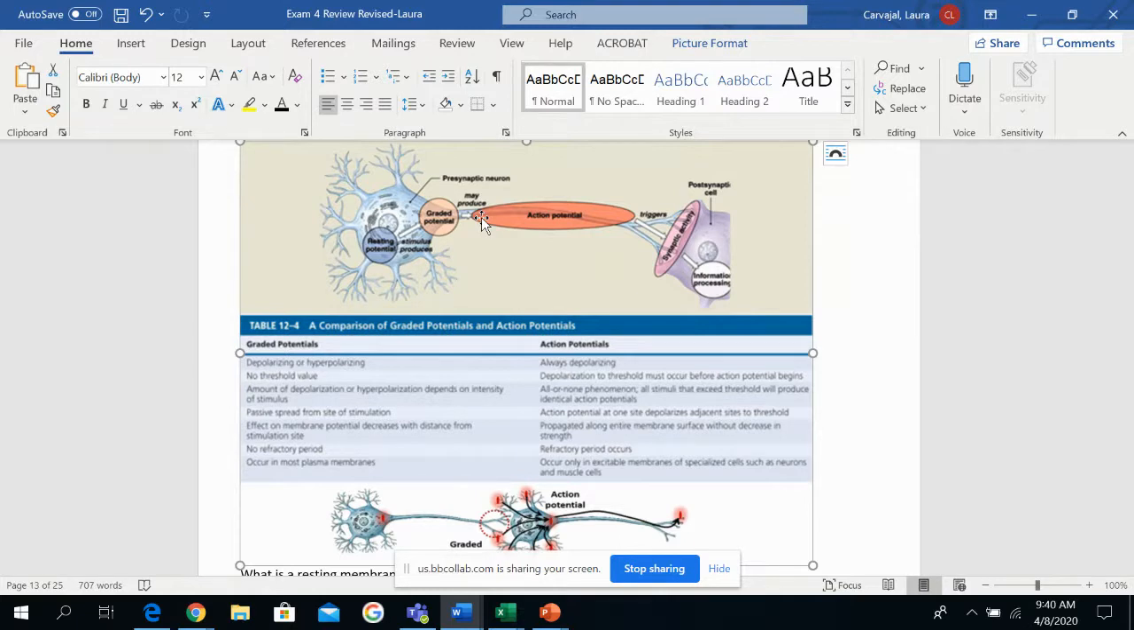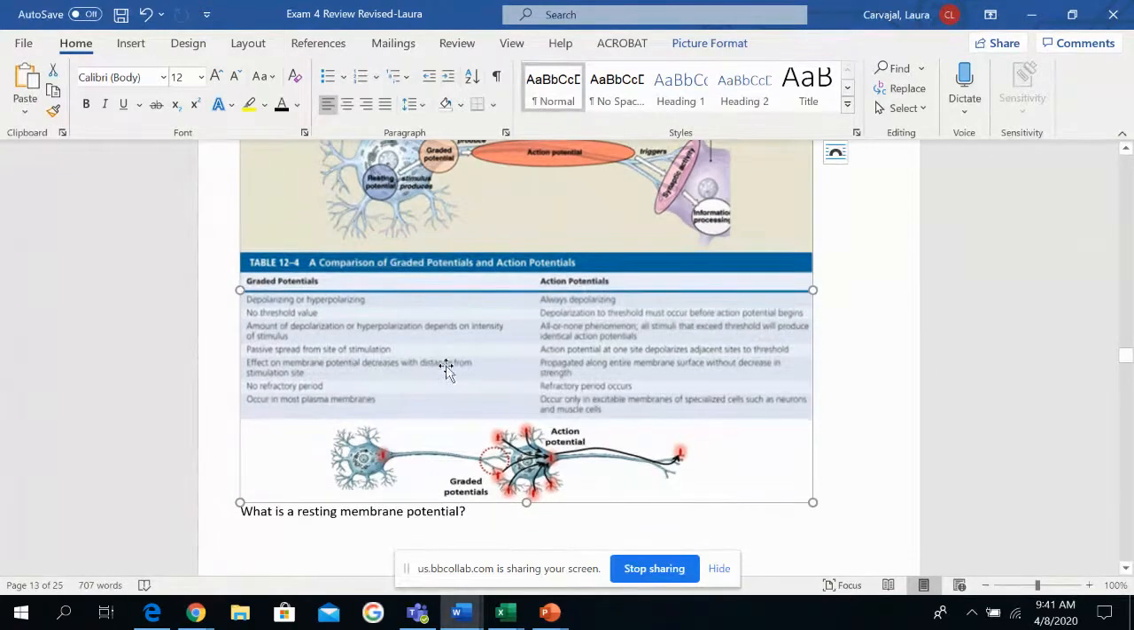If it happens, it happens. If it doesn't, it doesn't. It's kind of like if you spill water on a table, it's a very passive spread of the water. It can either reach the edge of the table and spill over, or it stays confined within the table.